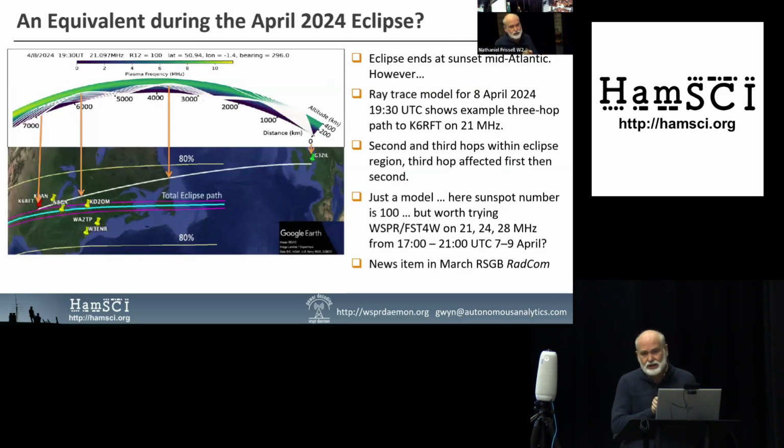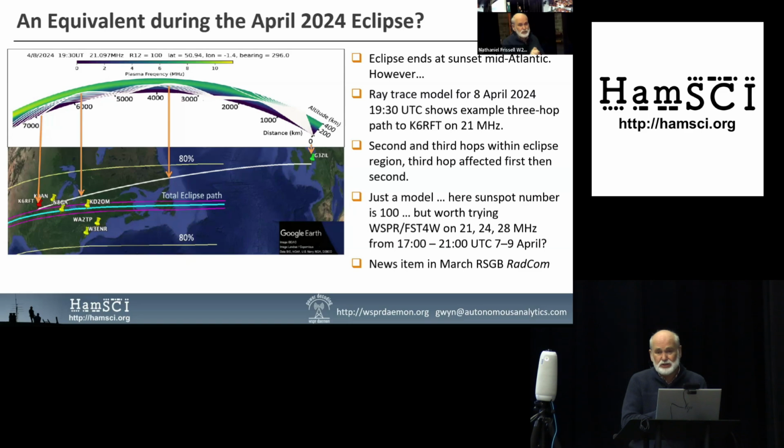Now, there's another intriguing outcome that's come from that long path experiment. It looks at the eclipse path here in this map, but I've included Europe. So myself, G3ZIL, Southampton in the UK, my great circle path goes into the throat of the eclipse. And on 21 megahertz and above, the second and third hops, as shown by this PyLab simulation, will be in the path of the eclipse.